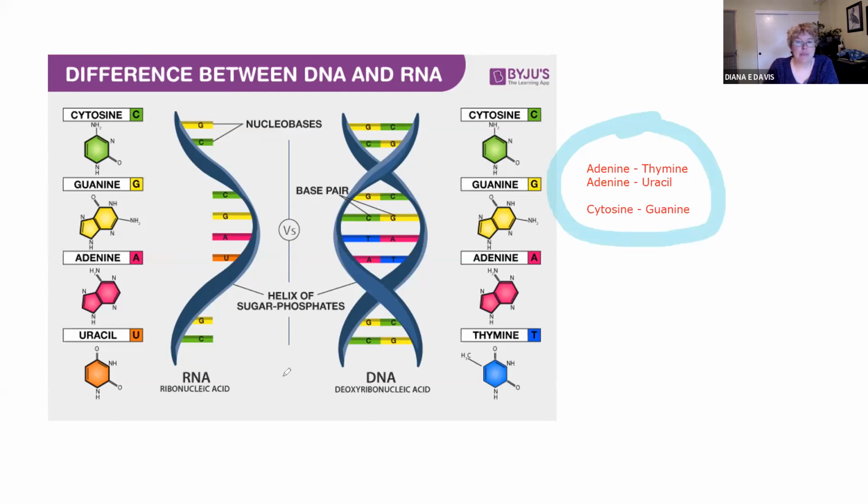Which of these are different between RNA and DNA? Good. Guys did pretty good here. Number of strands, uracil instead of thymine, ribose sugar instead of deoxyribose sugar. Those three are all correct.